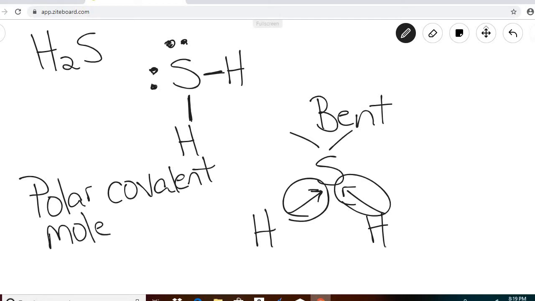And polar substances dissolve in water. Water is also a polar molecule, and polar dissolves in polar. So yes, it will dissolve in water.